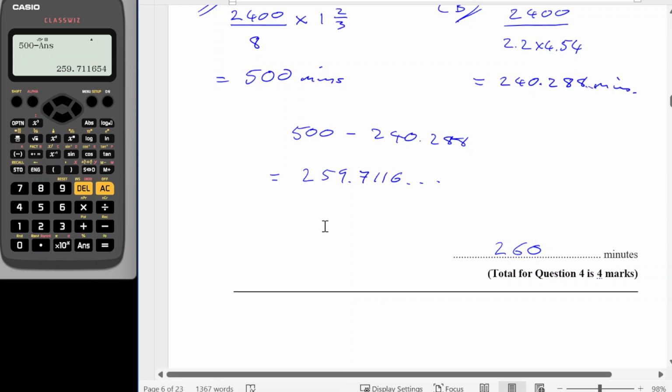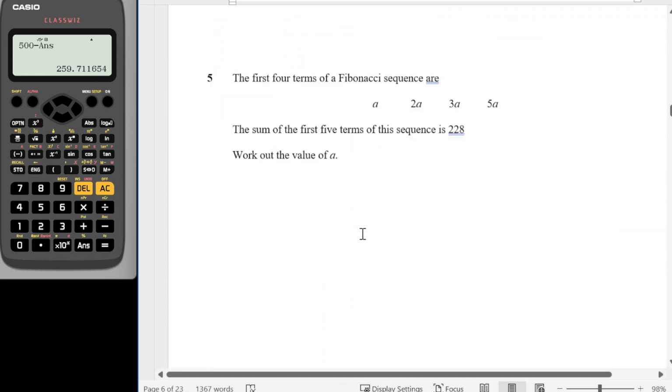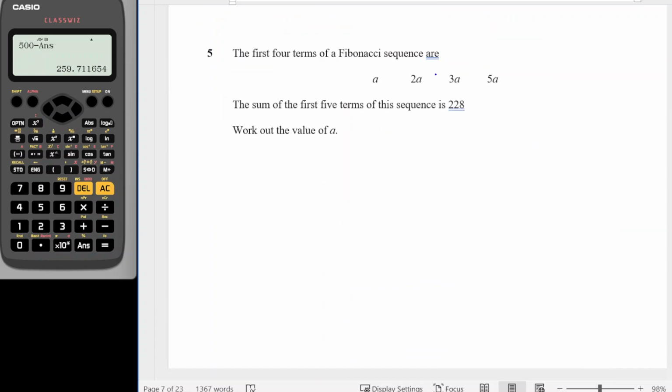Okay, question 5 then. The first 4 terms of a Fibonacci sequence are A, 2A, 3A, 5A. The sum of the first 5 terms of the sequence is 228. Work out the value of A.